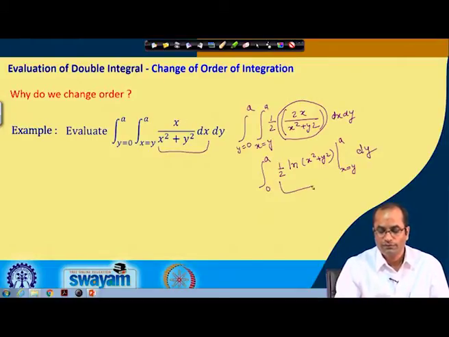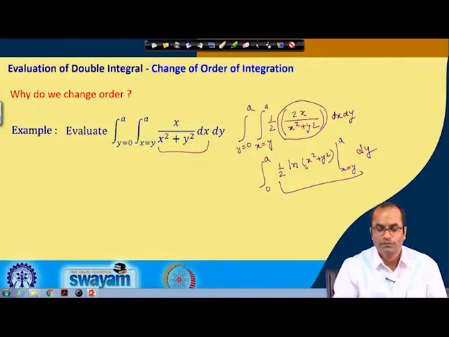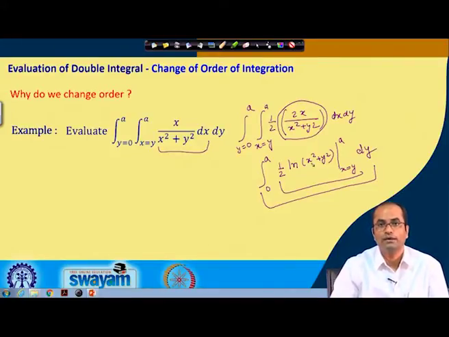So, this will become the function of y now, which will be ln of a square plus y square, and here we will also have minus ln of 2y square. So, the point is, integrating this function, the logarithmic function ln of a square plus y square, or this ln of 2y square, is very difficult.